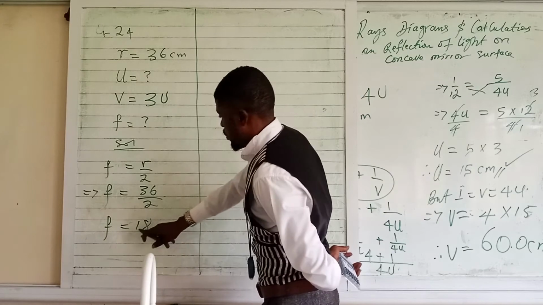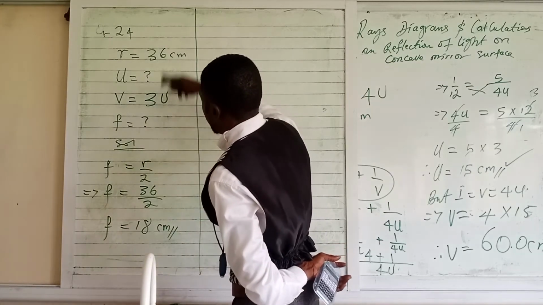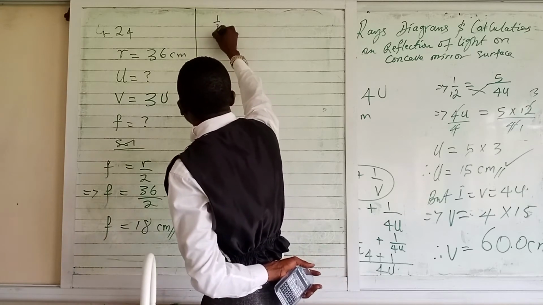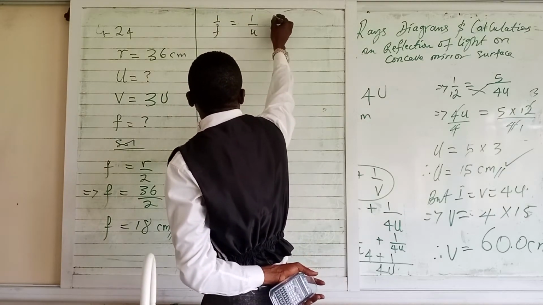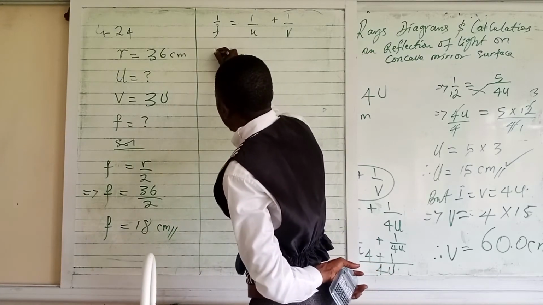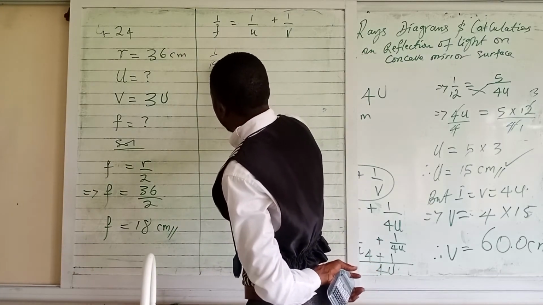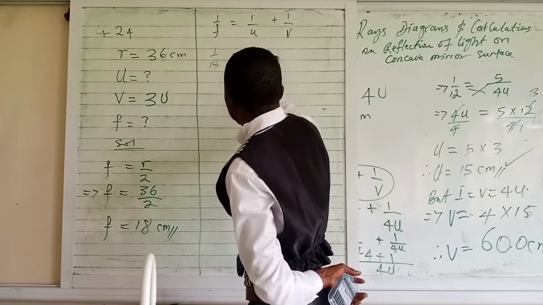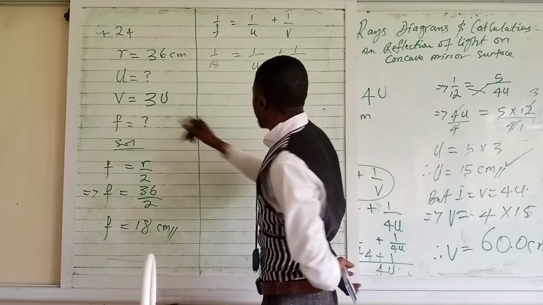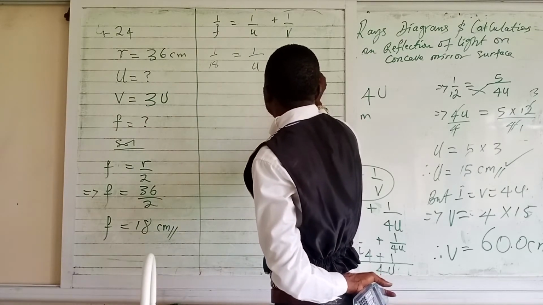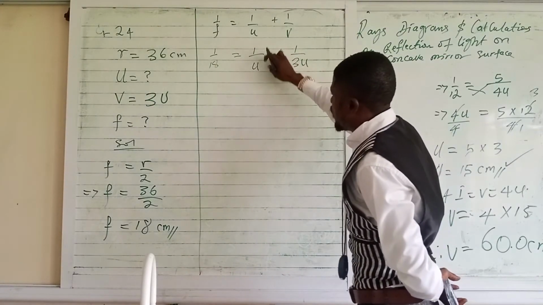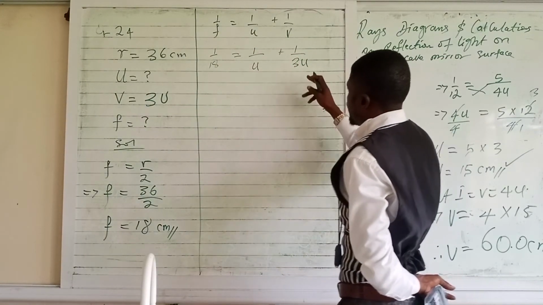So we have F, U, V, sorry. From 1 all over F is equal to 1 all over U plus 1 all over V, we write 1 all over 18 is equal to 1 all over U plus 1 all over V, and V is 3U, so 1 over 3U. So we make 1 over U the subject of the formula.